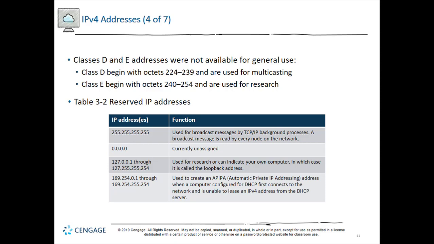Another address that you're currently not going to use is the 169.254. Now this is your APIPA address. Some people call it a PIPA. I don't care what you want to call it, but it's Automatic Private IP Addressing.